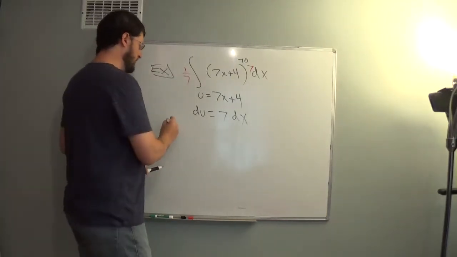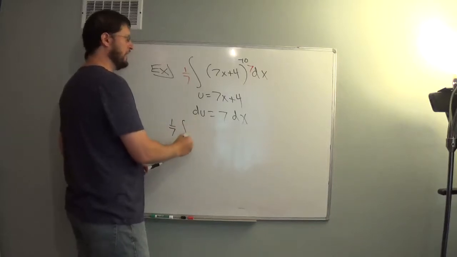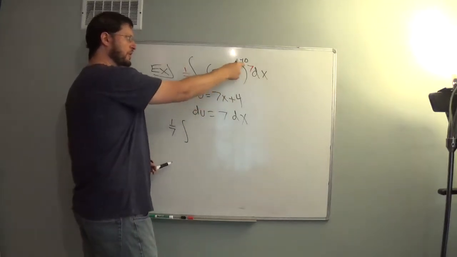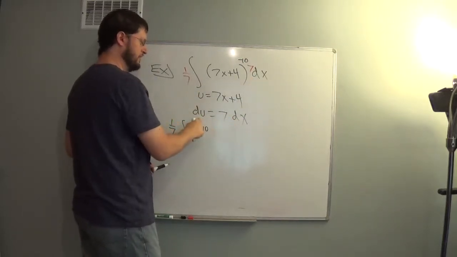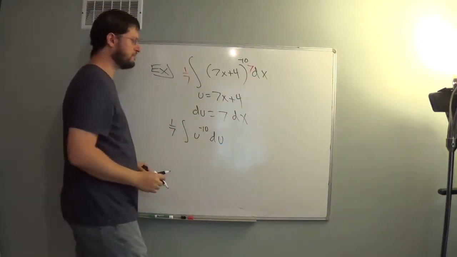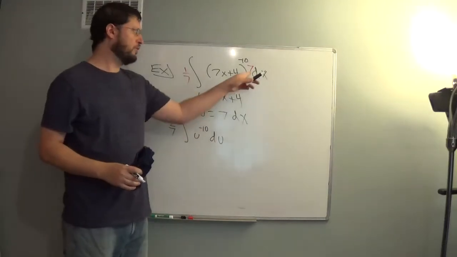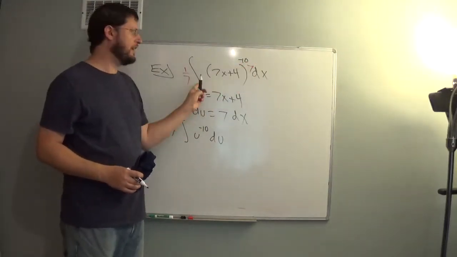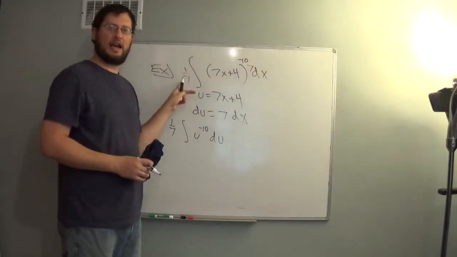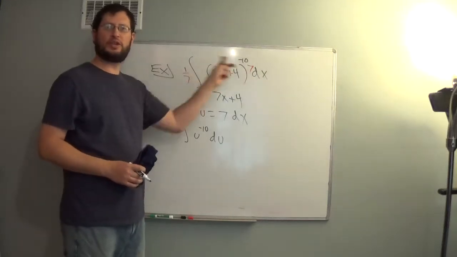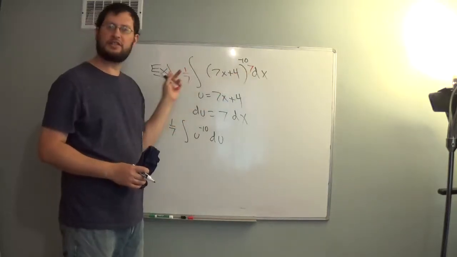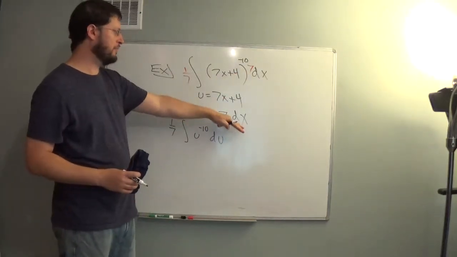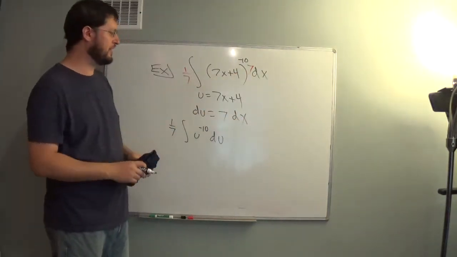And now this becomes 1/7 times the integral of U to the negative 10, and 7 dx is du. This only works if it's a constant, right? I can't insert x and divide by x. That's no good. You can't bring a variable across the integral, but a constant you can. So this will work anytime your derivative is there up to a constant.